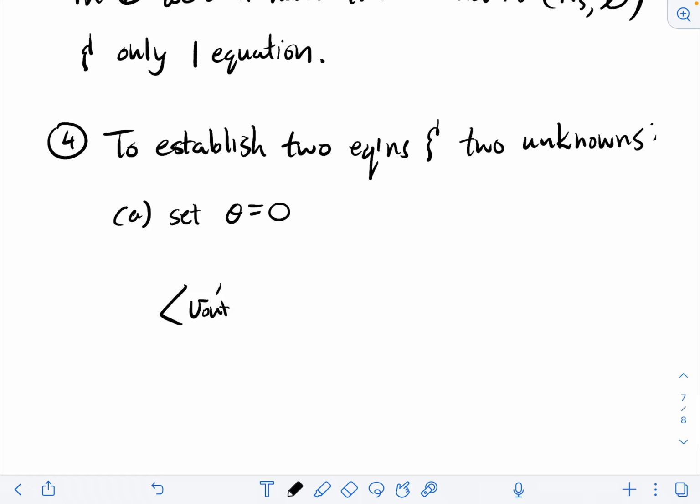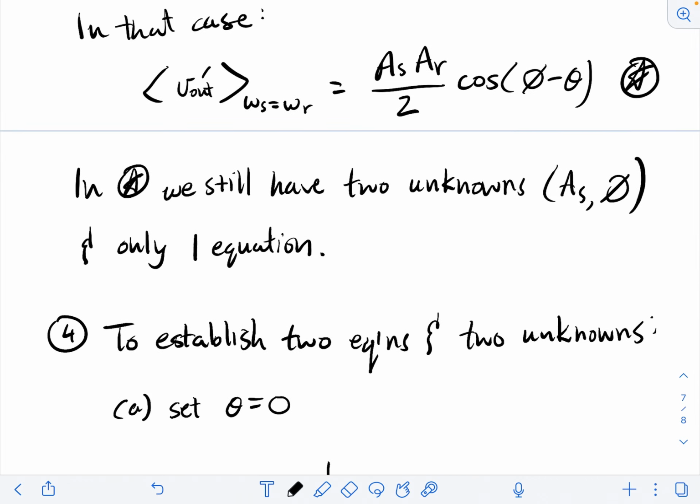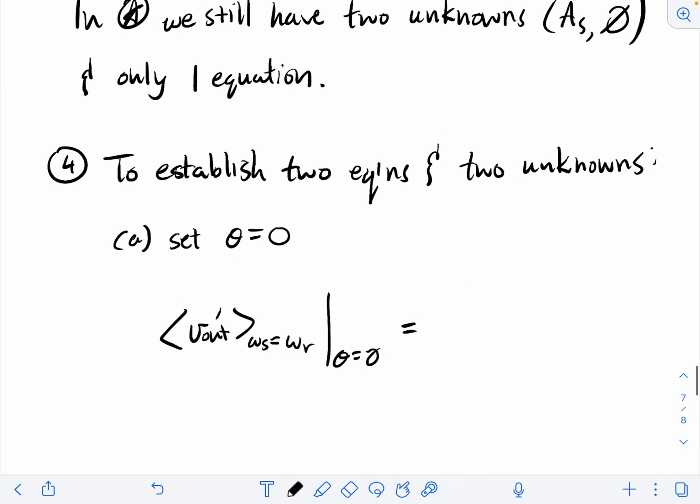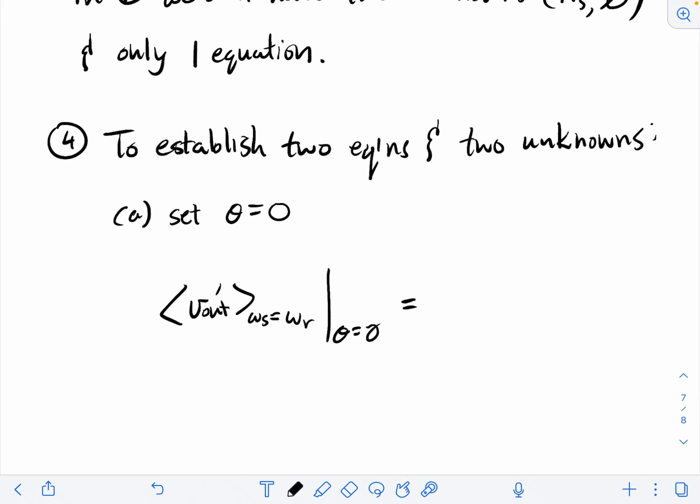We have the product of the signals after filtering, after averaging, considering only the case when the signal frequency is equal to the reference frequency, and where we've set the reference phase equal to 0, then what we would have is just theta equals 0 here, and so we have the product of amplitudes divided by 2 times cos phi. And so that's going to be equal to AS AR divided by 2 cos phi.